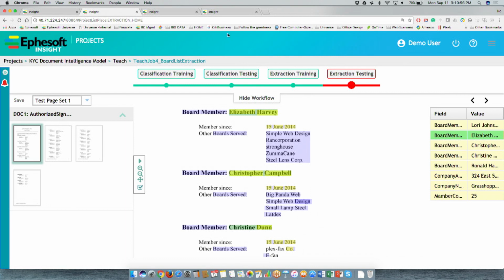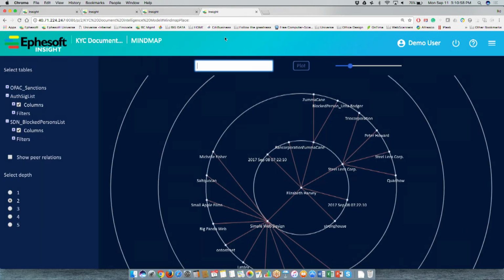So to wrap up here, let's take a look at the mind map visualization. So Ike can look for any data element within this document content to find linkages. In this case, he's going to look for Elizabeth Harvey, and by the way, these names are made up to protect the innocent. But based on the document data, Insight shows us that Miss Harvey is linked to a person on one of these blocked persons lists. So this is yet another red flag within the KYC process, and this is something that Insight found automatically through machine learning.